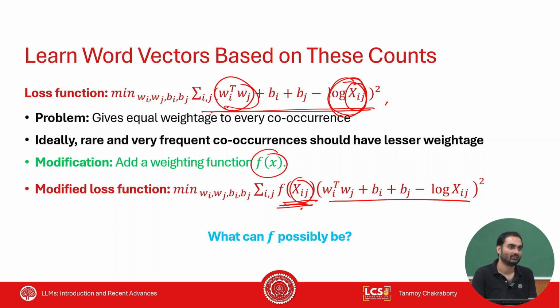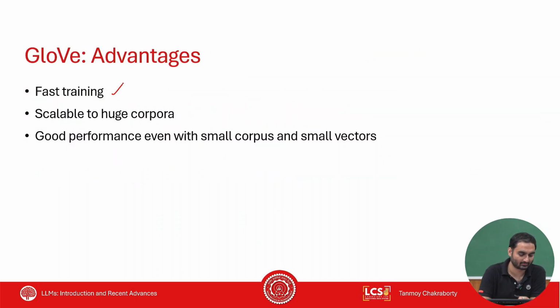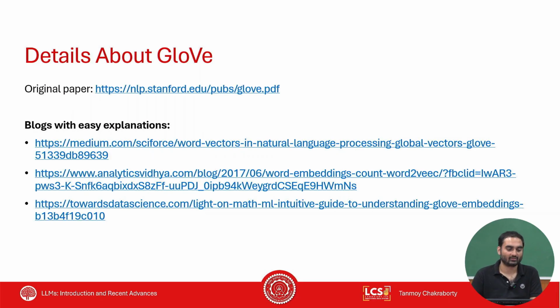This is also a static embedding, and they showed the efficacy of this method across multiple tasks. GloVe embedding is fast in terms of training, scalable to huge corpora, and it also showed good performance when you have a small corpus. This is very important, unlike Word2Vec. Okay, so if you want to know more about GloVe, this is the original paper, and these are very interesting blogs that you can go through where things are explained in an easier way.